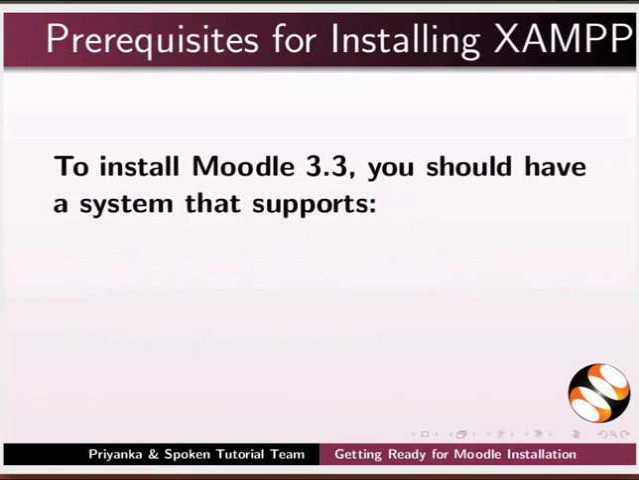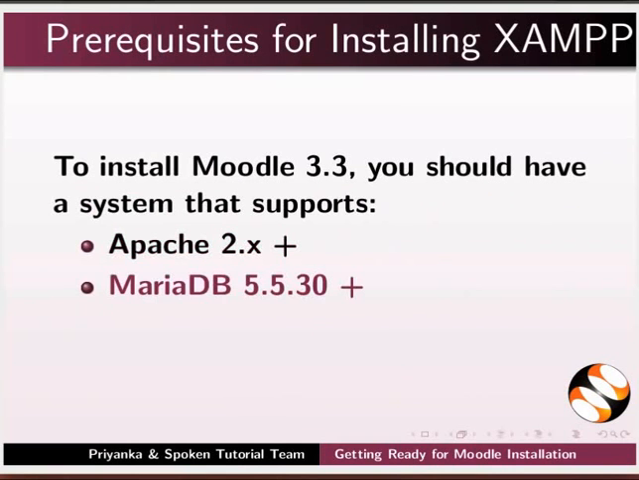To install Moodle 3.3 in your system, you should have a machine that supports Apache 2.x or higher version, MariaDB 5.5.30 or any higher version, and PHP 5.4.4 or any higher version. If you have older versions of the above, ideally uninstall these before proceeding ahead.